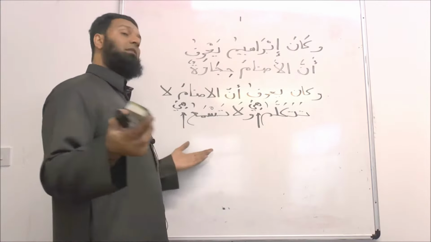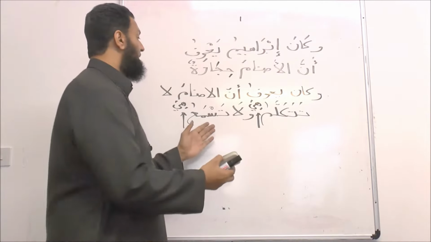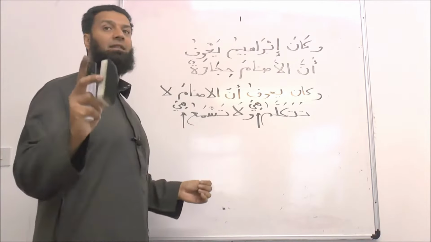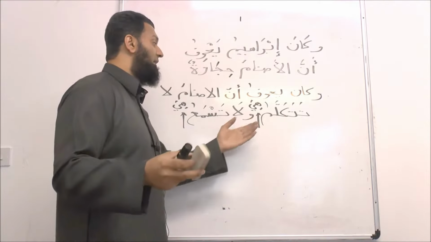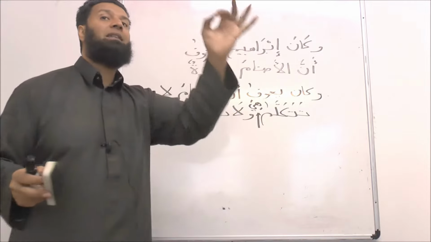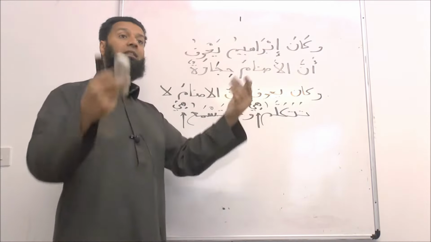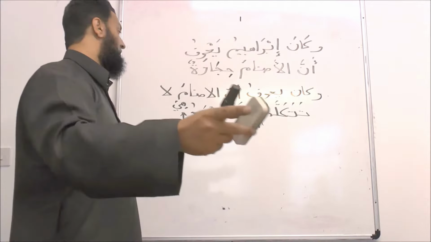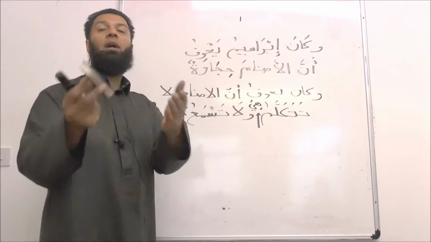Your concern is worrying me. It cannot be the maf'ulun bihi, can it? Because we've already said that al-sanama, which is represented by a damirun mustatir, which is hidden, here is the fa'il. Is the fa'ilun, so it can't be the maf'ulun bihi, can it? No. So where is the maf'ulun bihi?